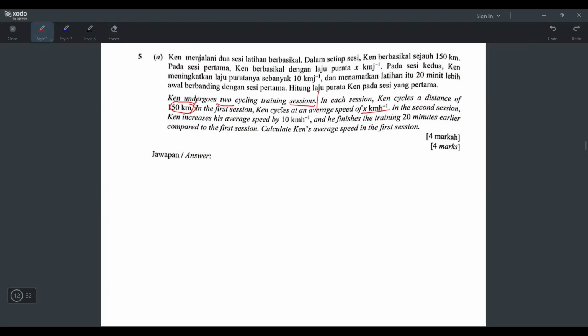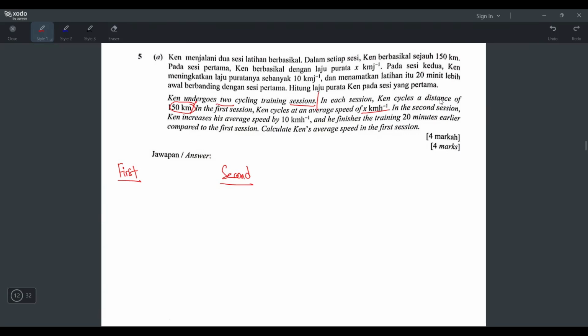Okay, the information they give us is one set of information for the first session, and one for the second session. So I will write it like this: first session, and then the second session information I'll write here.